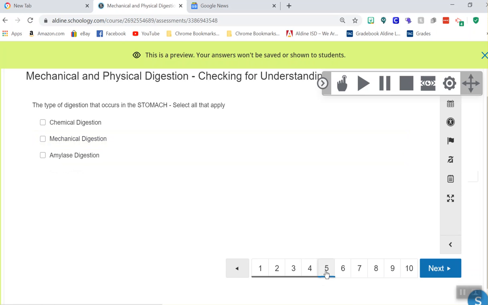All right, now we're halfway there. Type of digestion that occurs in the stomach. Okay, there's a lot of chemicals in the stomach. There's acid in the stomach. There's pepsin in the stomach. We have it breaking down the food into something totally different. It's going to look like milkshake. Remember that? Remember that's called chyme. So this definitely has to be a chemical change or a chemical digestion.